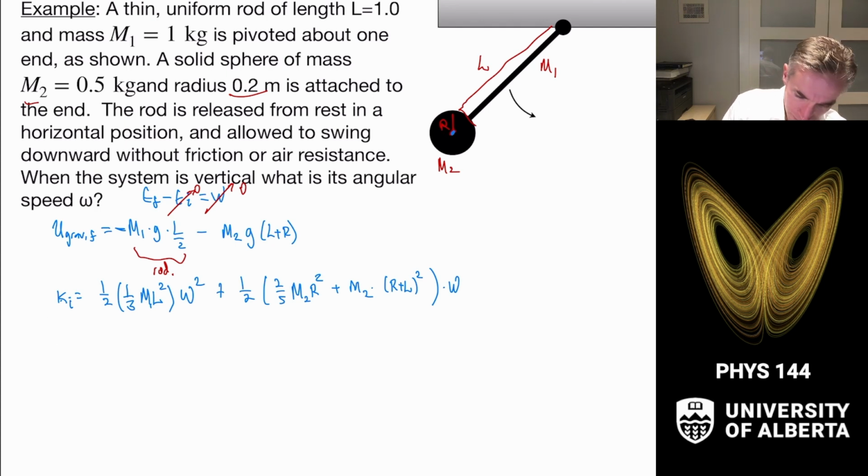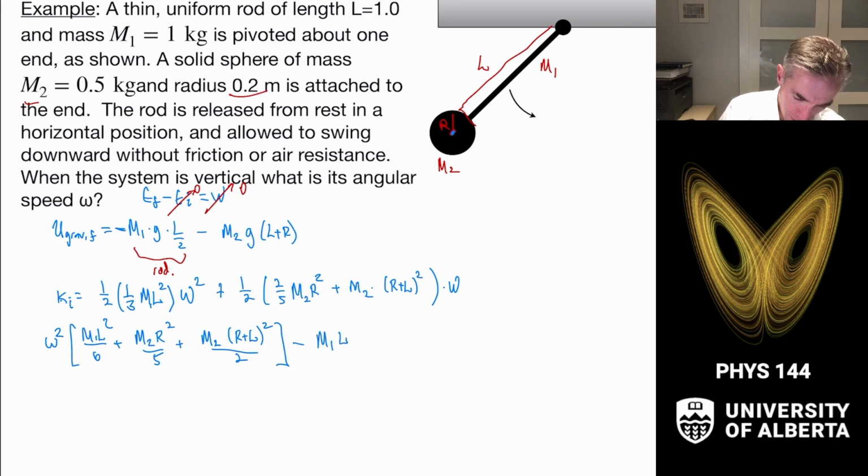And now we're complete. So we can solve for omega. We get an omega squared times a big old equation, which is m1 L squared over 6 plus m2 R squared over 5, the half cancels with a 2 there, plus m2 times (R plus L) quantity squared, all over 2. That's half I omega squared, and that is going to be minus m1 L over 2 plus m2 times (L plus R), factoring out a negative sign, then multiplied by g, it's all equal to 0, and I can solve for my omega.